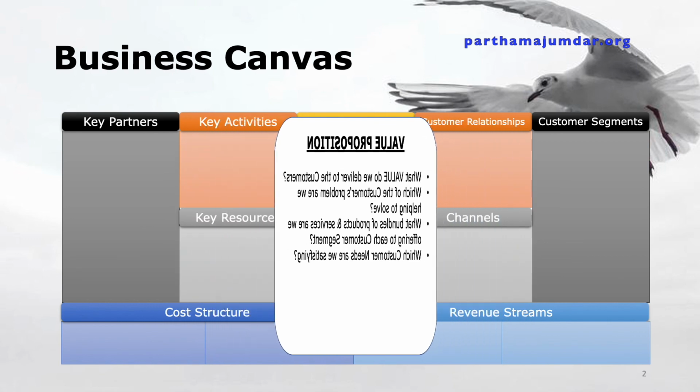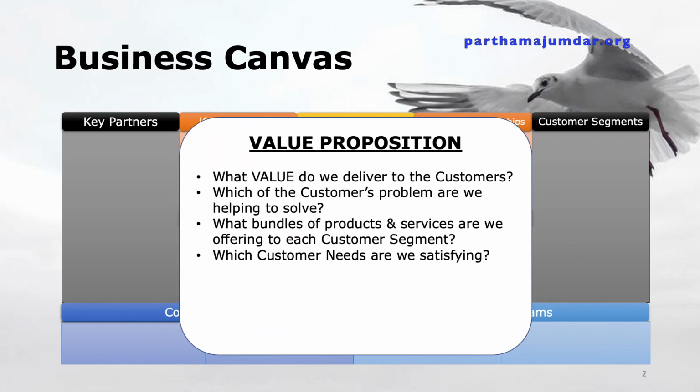Right in the center of the business canvas, we find value proposition. This is what the business is going to be all about. So we need to answer typical questions like, what value do we deliver to the customers? Which customer problems are we helping to solve? What bundles of products or services are we offering to each customer segment? Which customer needs are to be satisfied? Now these are the typical questions we need to answer while setting up our business. So we always start the business canvas by answering these questions.